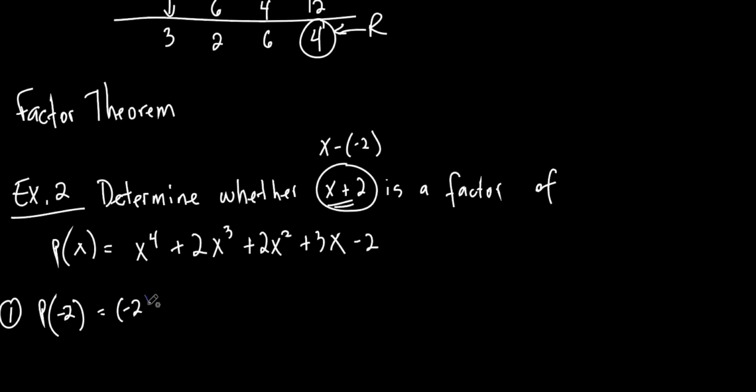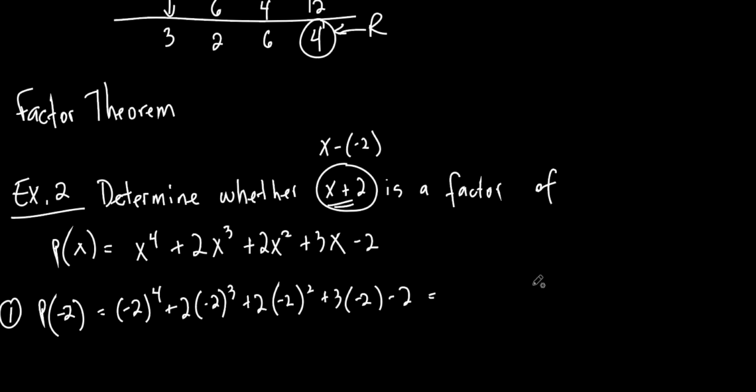So negative 2 to the 4th plus 2 times negative 2 cubed plus 2 times negative 2 squared plus 3 times negative 2 minus 2. I'll save you the work. This actually does come out to be 0, right? You can do all the work if you want, all right? This does come out to be 0. So what does that tell you about x plus 2? It's a factor of this whole thing right here.